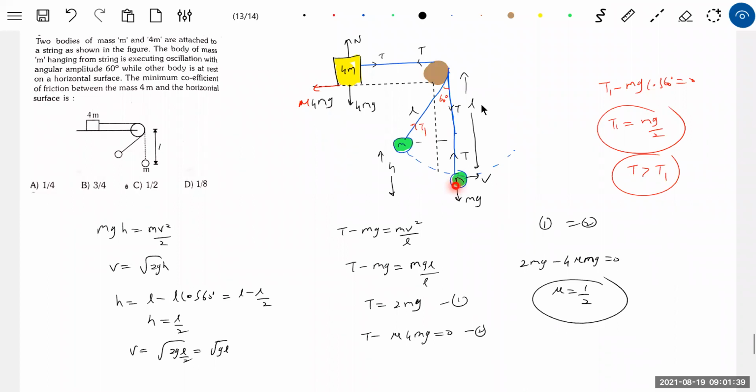Different types of numericals will be asked of you. You have to search for numericals of this kind. Plenty of good numericals are there in almost all the books you have. Pick up questions of different kinds where vertical circular motion is linked with some other ideas.